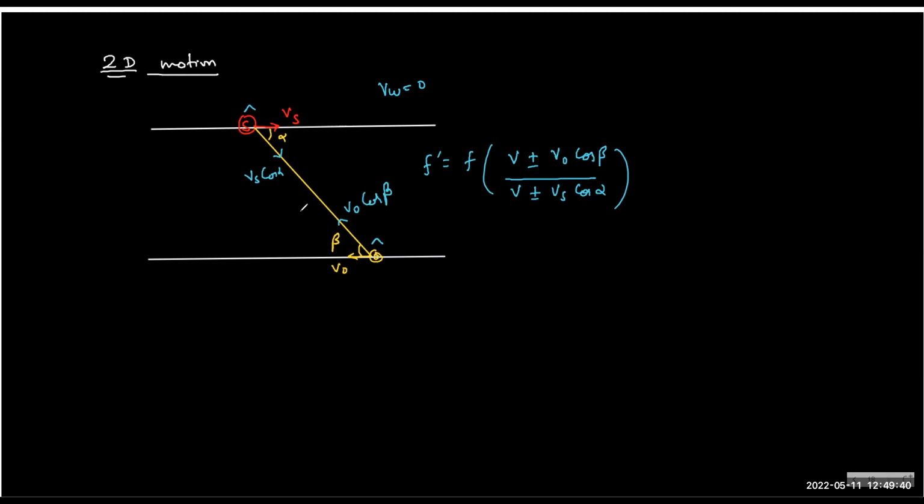You can see clearly that the source and observer are approaching in terms of this component. So in this case, you can write, of course, plus in the numerator and minus in the denominator. But I'm just writing in general. It's going to be any relation. Understand?